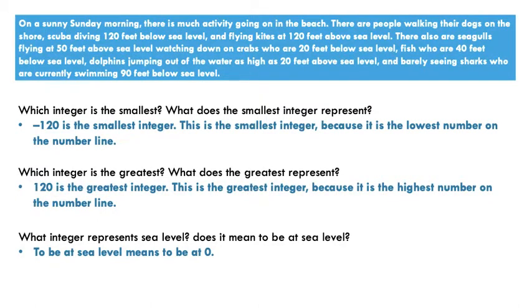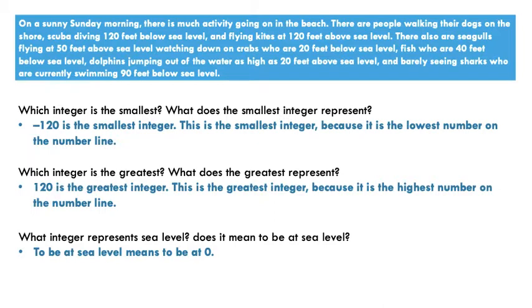So which integer is the smallest, and what does the smallest integer represent? So negative 120 is the smallest integer. This is the smallest integer because it is the lowest on the number line. So if we were to plot it, it's the one that's furthest down. Which integer is the greatest? What does the greatest integer represent? 120 is the greatest integer. This is the greatest integer because it is the highest number on the number line. So again, if we were to plot this, this would be at the very top.